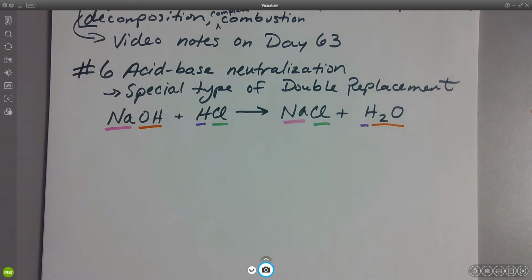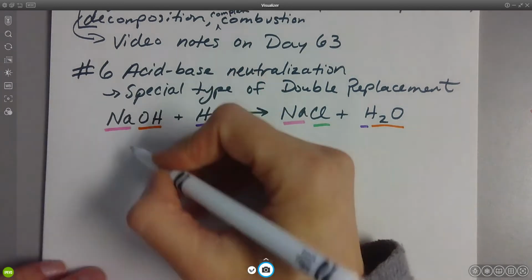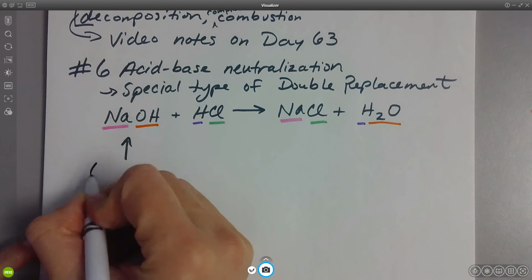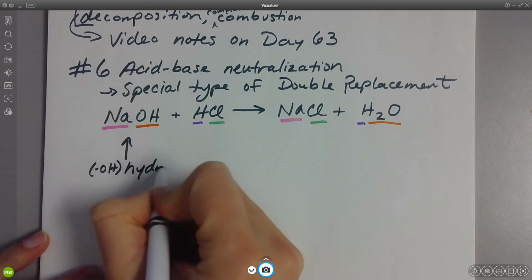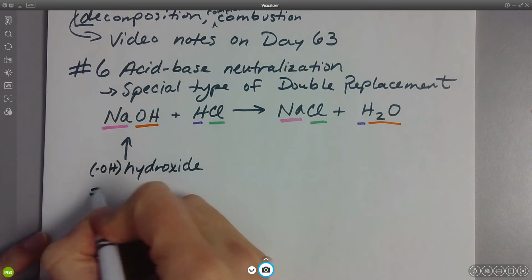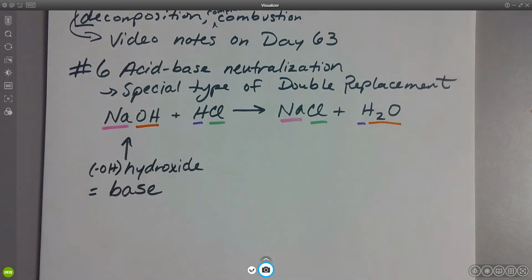However, it's a very, very special kind because all things that have the OH hydroxide, that means that it's a base. Now, technically, I'll just let you know this. There are some different definitions of acids and bases that chemists use in different situations. But this is the definition that we'll be using here. Anytime you see something that has an OH on it, you'll know that it's a base. Sound good? Nice and easy, right?